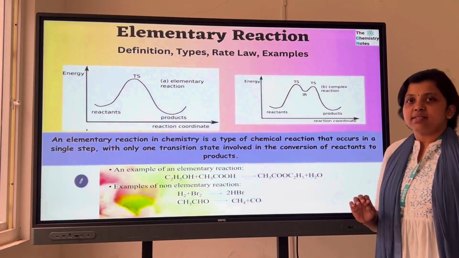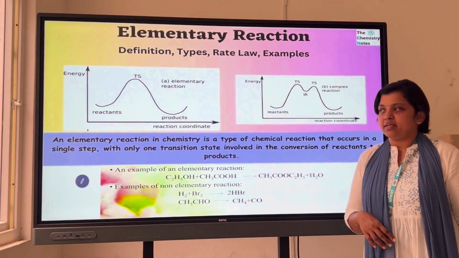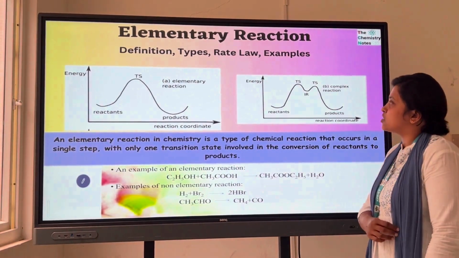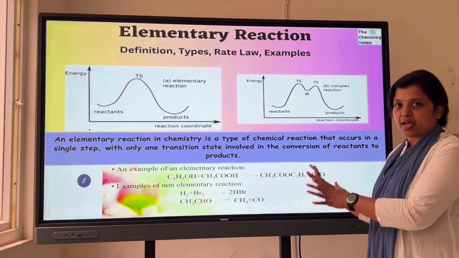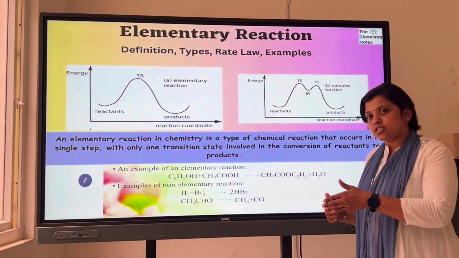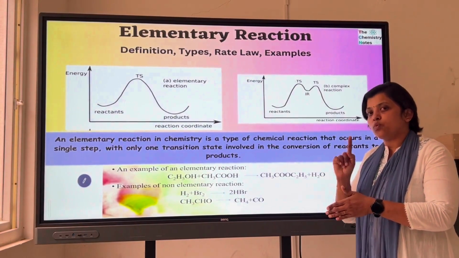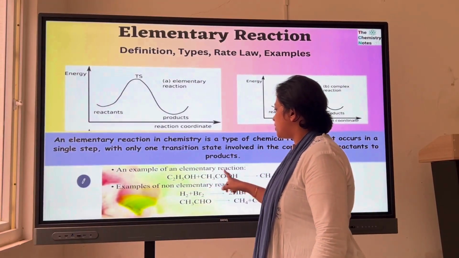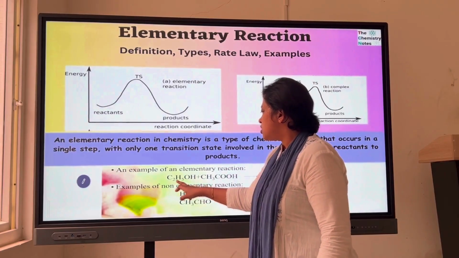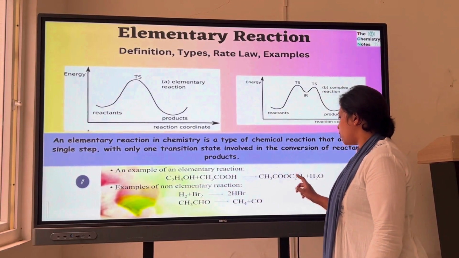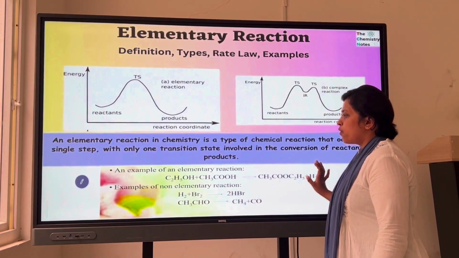Next is elementary reaction and non-elementary reaction. An elementary reaction is nothing but a single-step reaction, and a non-elementary reaction has multiple steps involved in explaining one single reaction. This is an example of an elementary reaction: C2H5OH plus CH3COOH gives CH3COOC2H5 plus H2O.